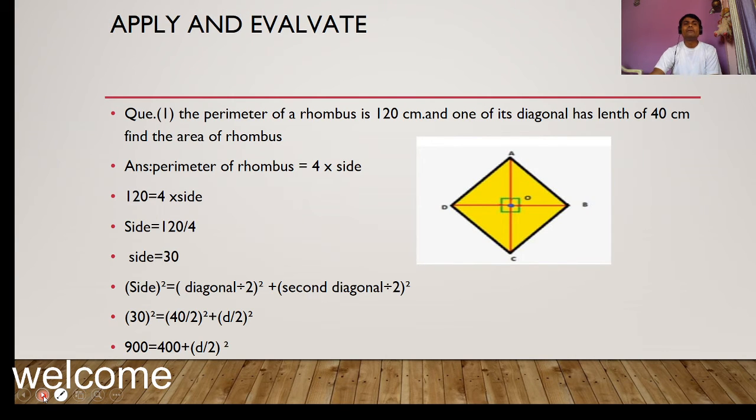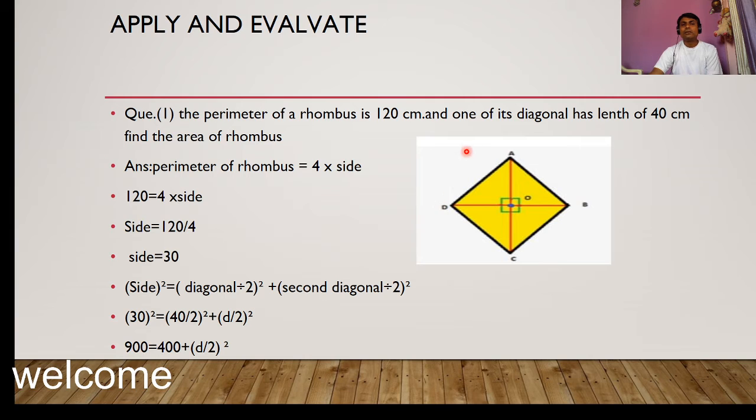Now apply and evaluate. What's in apply and evaluate? Question number 1. The perimeter of a rhombus is 120 centimeters and one of its diagonals has a length of 40 centimeters. Find the area of the rhombus. This is a rhombus ABCD, and O is the point of intersection of diagonal AC and diagonal BD.